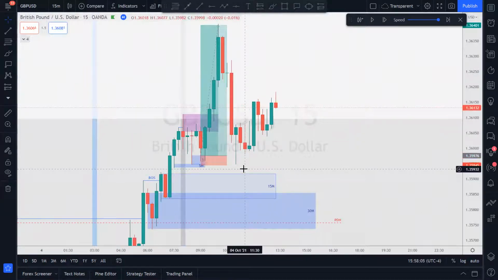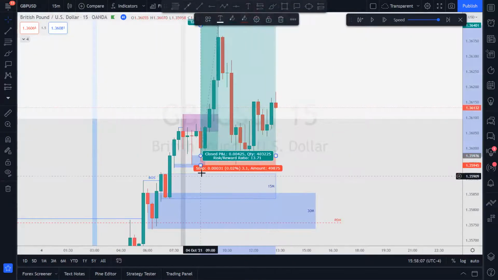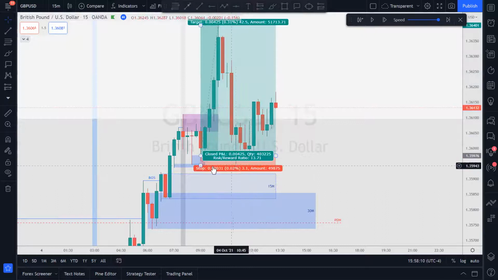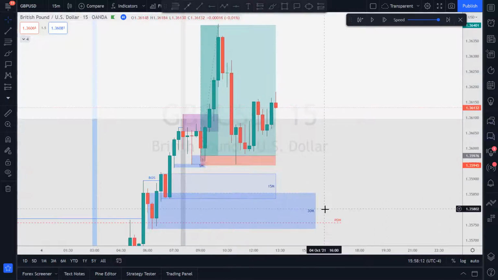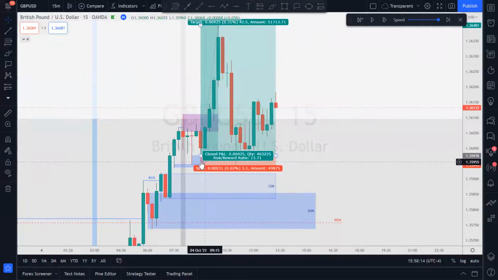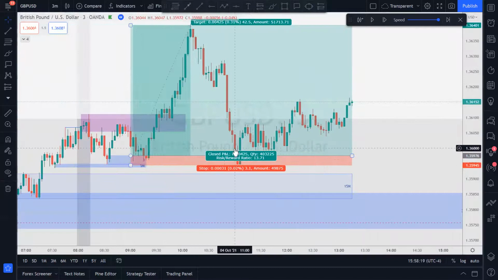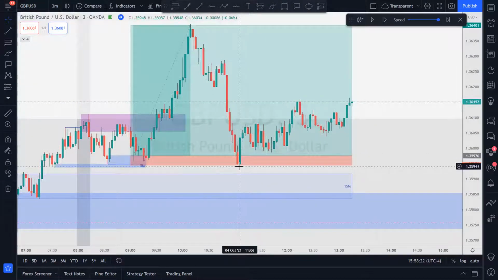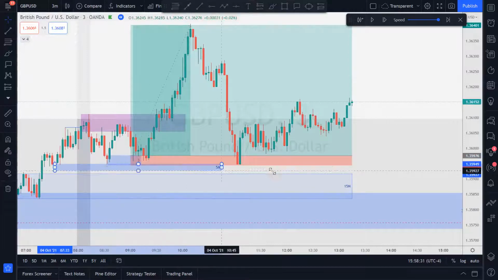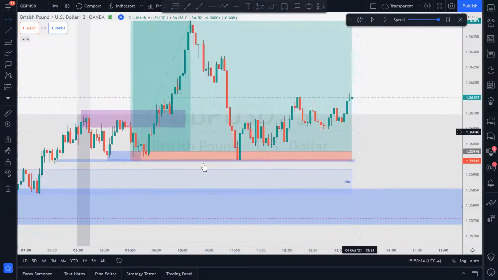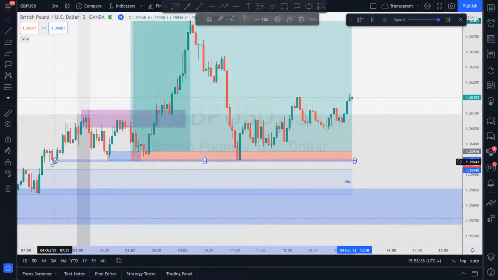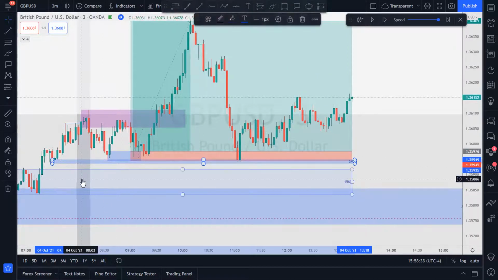You understand? And you notice that it did not violate that price point. It did not violate this 3-minute order block. It came all the way back, and it did not go past that 3-minute order block. It's a pretty resilient order block. But also there's a 5-minute one under it here. So, there's that. You know what I mean?